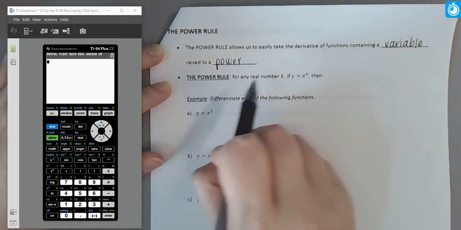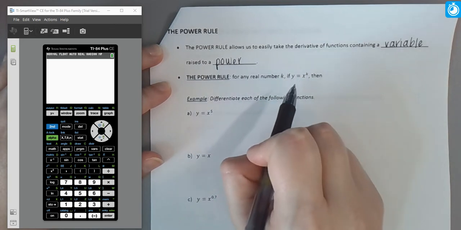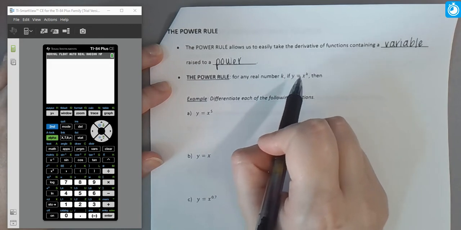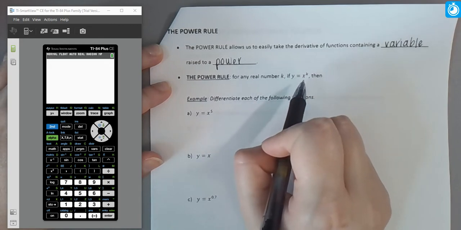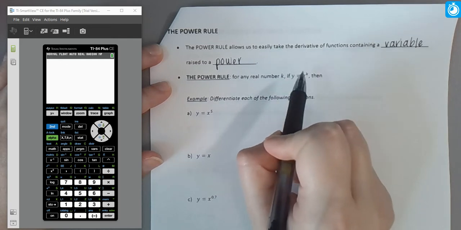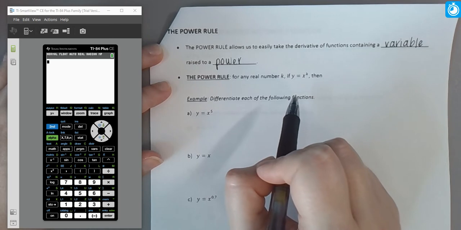So here's our power rule. For any real number k, we're going to think of k as our exponent. If our function is defined as y is equal to x to the k power, again, k will be a constant just like c was a constant. Y and x are our dependent and independent variables.